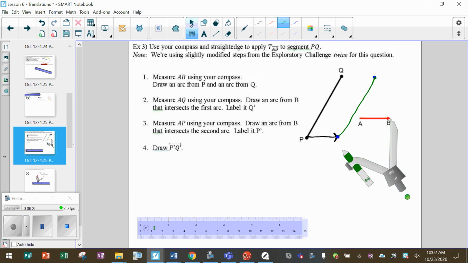Now, you don't have the same kind of technological advantages that I have with the smartboard, so we are going to do this compass and straight edge style. All right, so here we go.